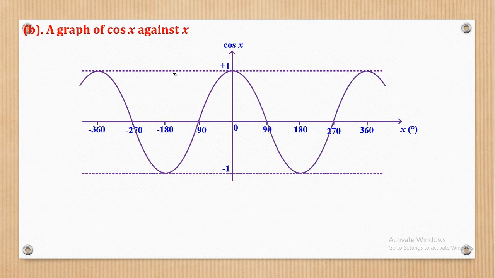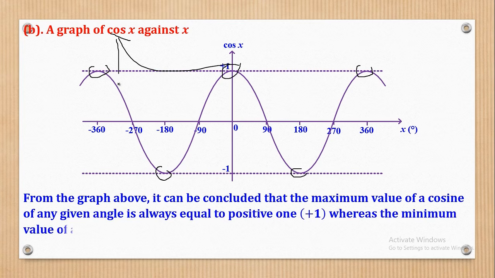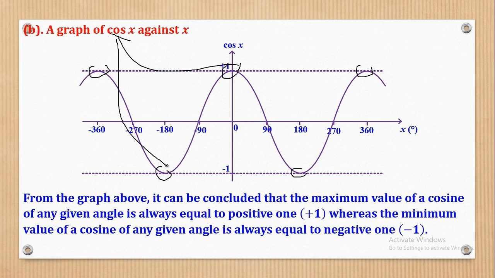So in this graph, still, what you should realize is that the graph never exceeds +1, and it also never exceeds -1. What does that mean? It means that the maximum value of cos x is +1, and the minimum value is -1. Then also realize that cos 0 is equal to +1, and cos 90 is 0. Unlike sine x, for sine x, sine 0 was 0 and sine 90 was +1.